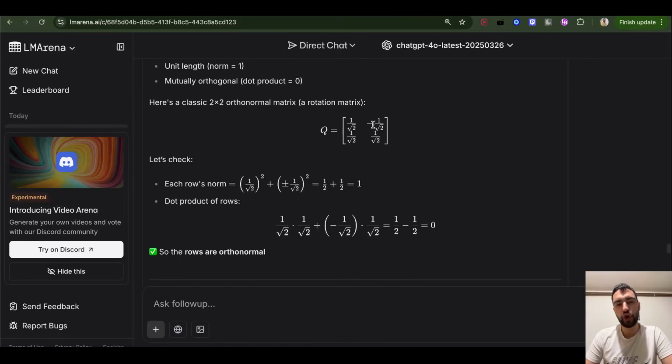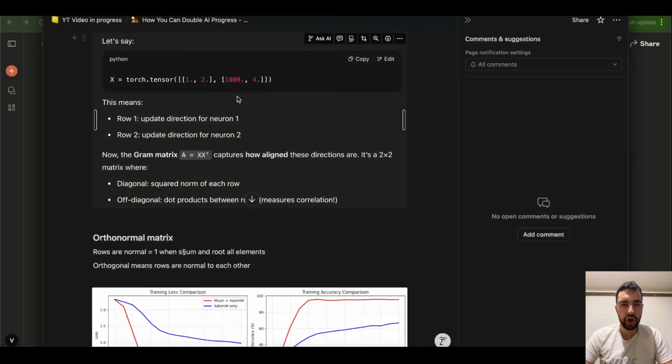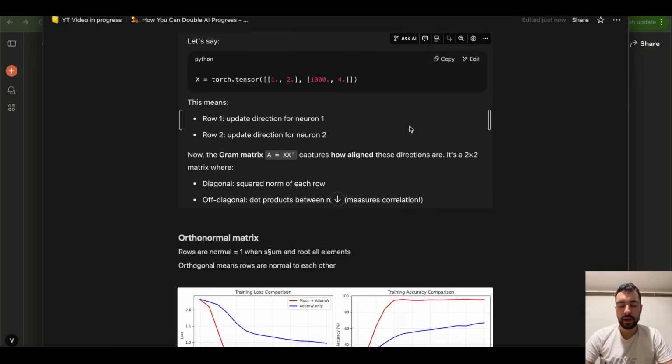Now, what we want in the Muon optimizer are orthonormal matrices. So in the Muon optimizer, we are using orthonormal matrices, which means that a matrix times its transpose is the identity matrix. That means the transpose is equal to the inverse of the matrix. So in the Muon optimizer, we have some weight matrix, and we have some update matrix that we subtract from the weight matrix to adjust the weights. This happens in backpropagation. We calculate the update matrix.